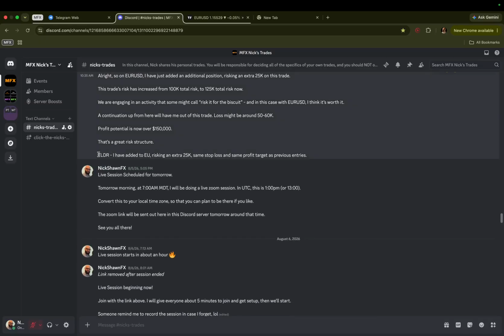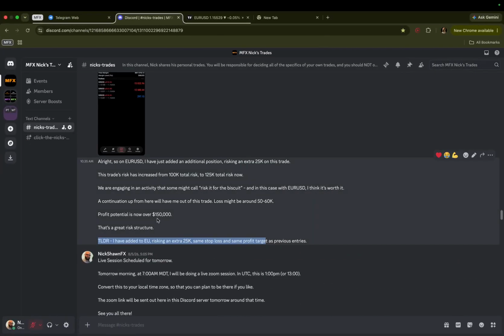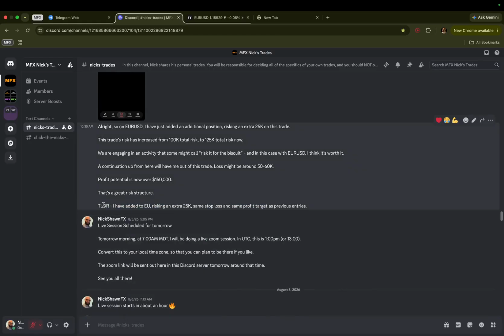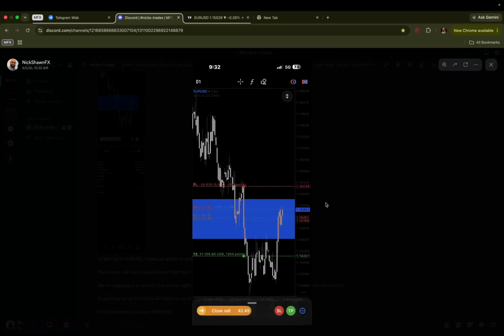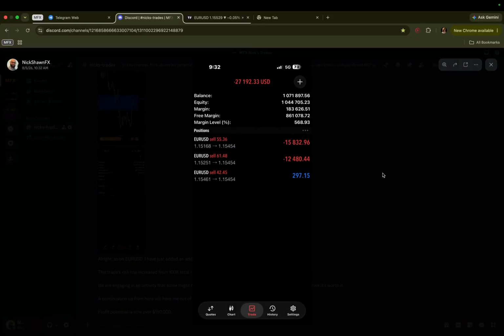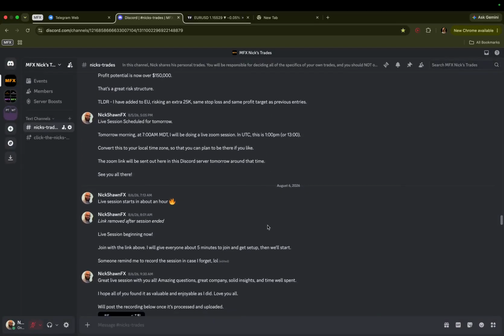And I always put this little TLDR if there's a lot of text in here, so that for those of you who are following my trades live in the Discord server, all my exact live trades in real time with all the updates, I have a too long didn't read, TLDR, and I put: added Euro USD, risk an extra 25K, same stop and same profit target as the previous entries. And then I always post a screenshot of my trading terminal as well as my P&L terminal. That way you guys can see the margin and position sizing.